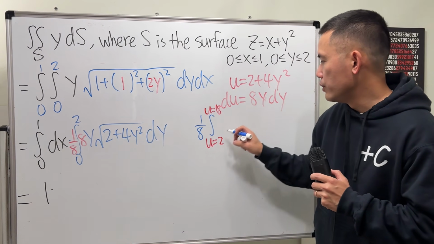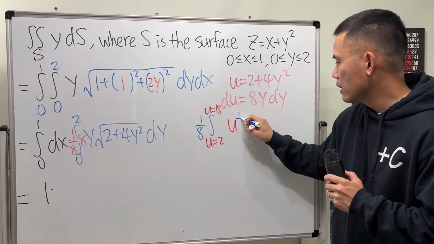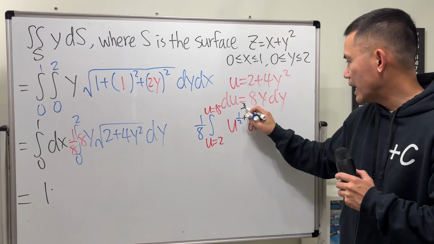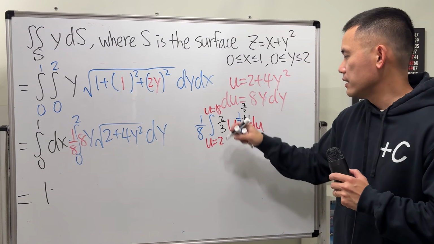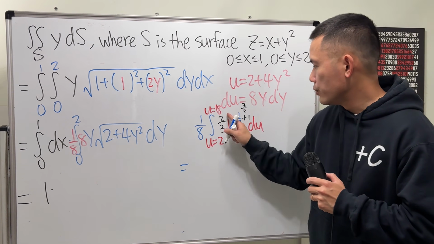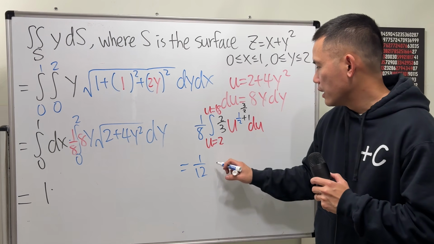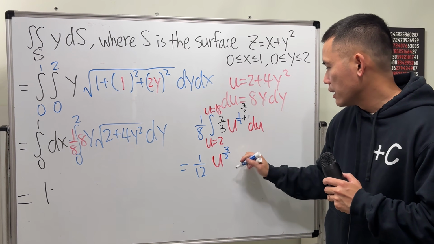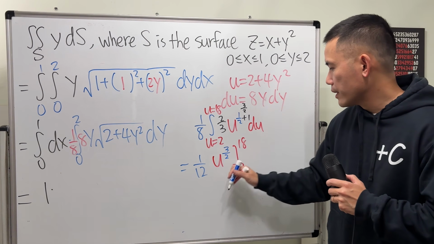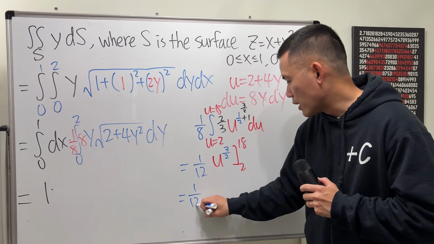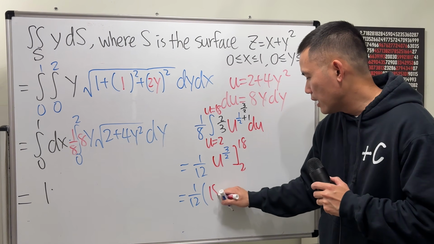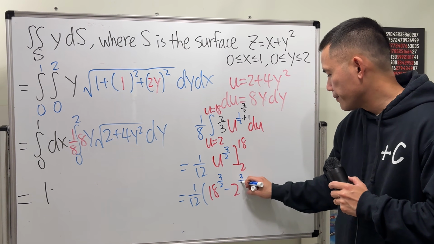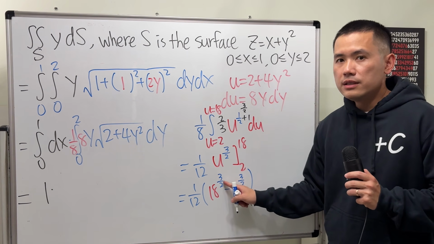And then we have the square root of u, which is the same as u to the 1/2 power, and then du right here. And then add 1 to the power, we get 3/2 divided by 8, which is the same as taking the reciprocal. Now reduce, and all that is 1 over 12, and then we have u to the 3/2 power. And then we have to go from 2 to 18. So I will put the 1 over 12 in the front, and then 18 to the 3/2 minus 2 to the 3/2.